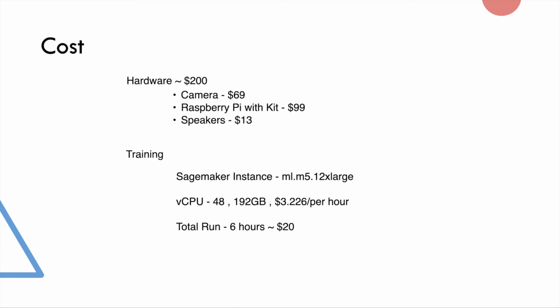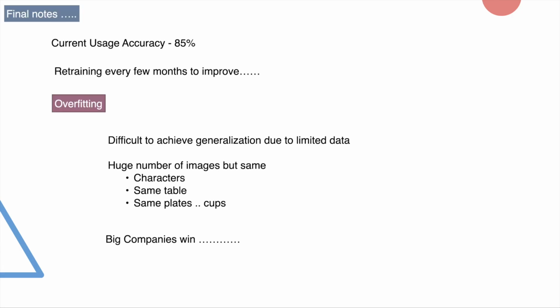Let's look at how much it cost. Hardware was approximately $200 and training was $20 to $25. Current accuracy of the system, I can say, is around 85%. But I will be refining the hyperparameters and doing training with a more diversified set of images to increase accuracy.